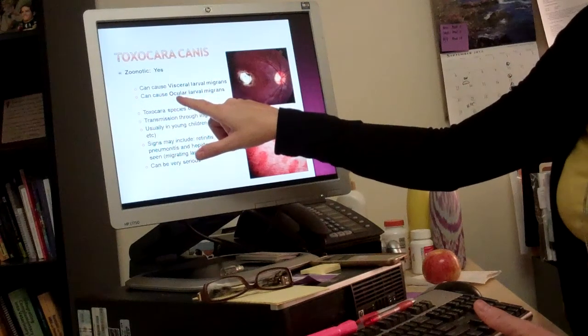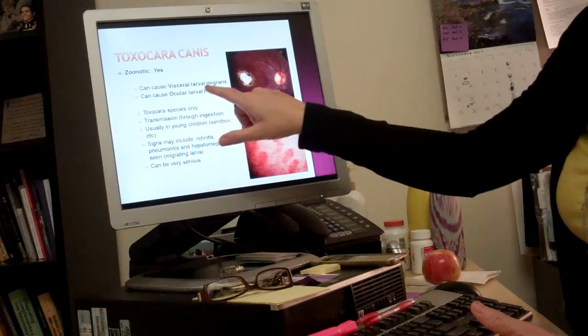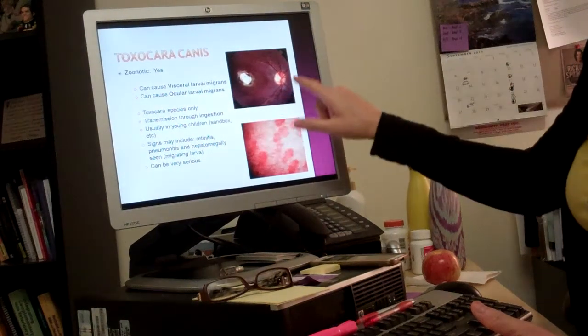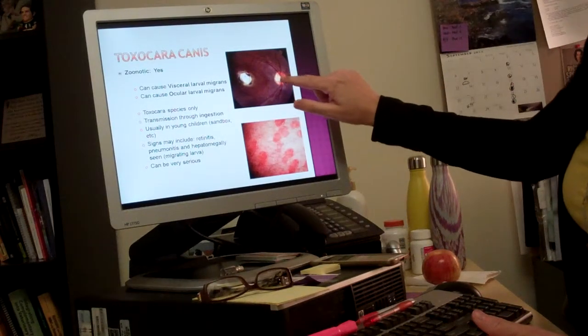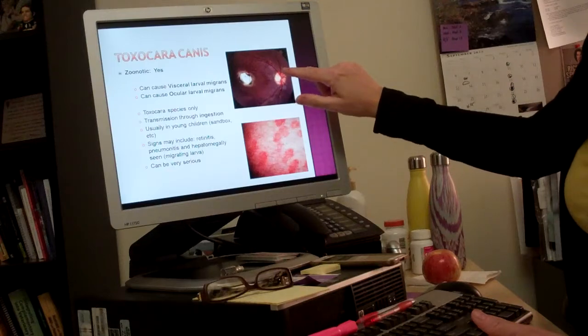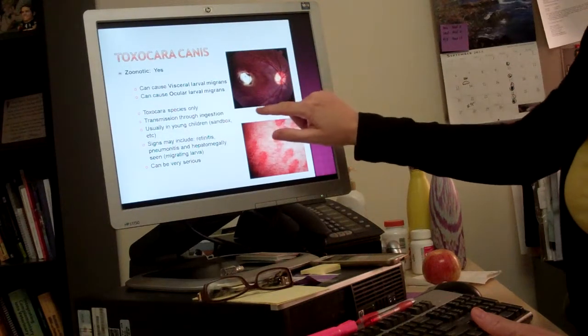So here, ocular pertains to eye, larva migrating into the eye. And so here's an ophthalmoscope, a scope looking at the eye, and you can see this is the optic disc, the back of the eye, and we have some blood vessels in the eye.